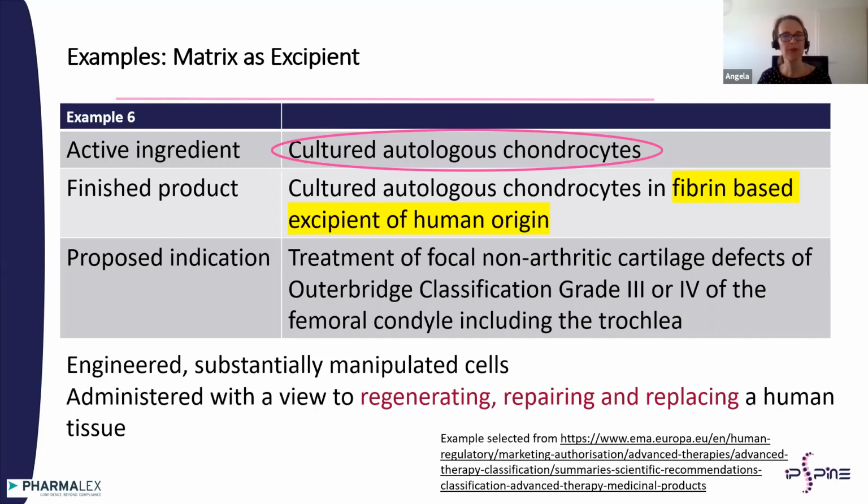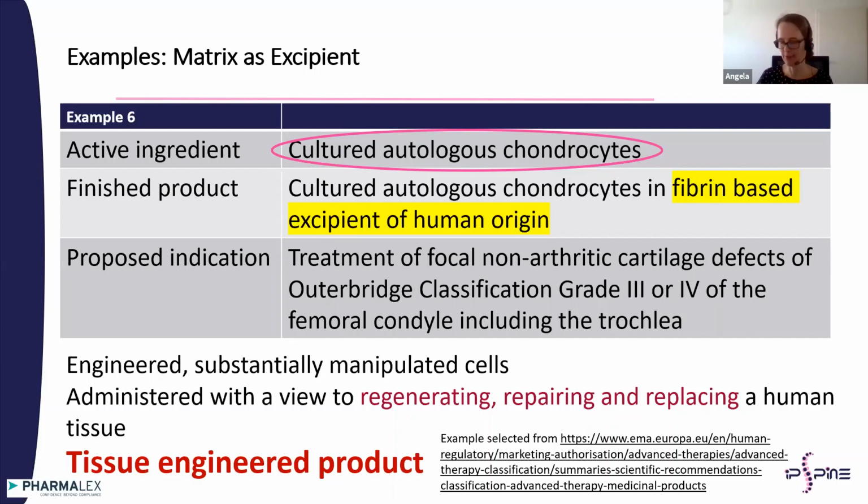So what did the agency write? They wrote the cells are engineered and substantially manipulated. They have been cultured somehow. And they're administered with a view to regenerating, repairing, and replacing a human tissue, this cartilage defect. And as you all guess already, and you see by the red color and by these keywords, regenerating, repairing, and replacing, we have a tissue engineered product here with an excipient, which is the matrix component here.